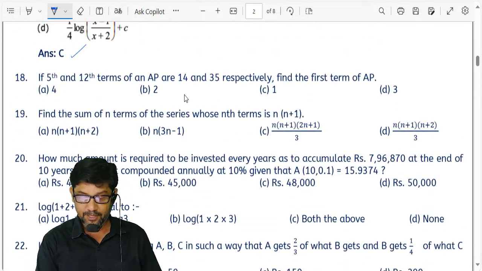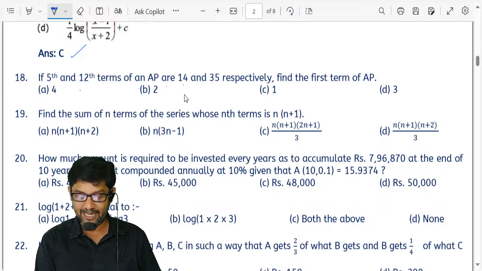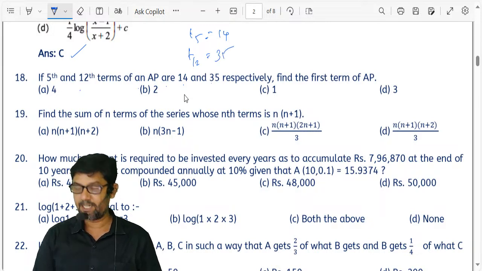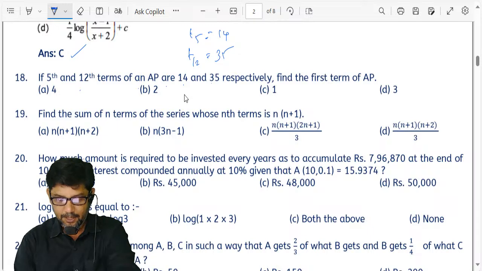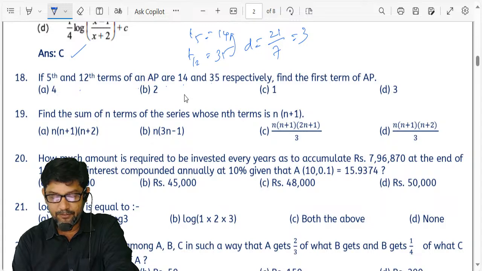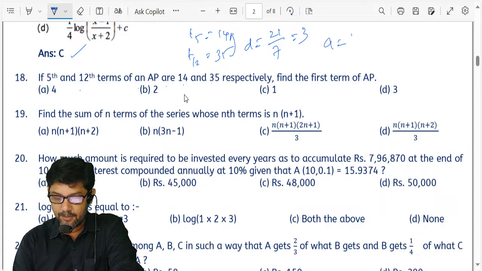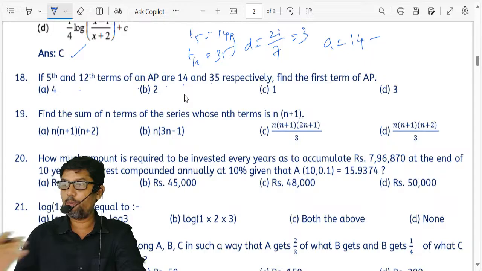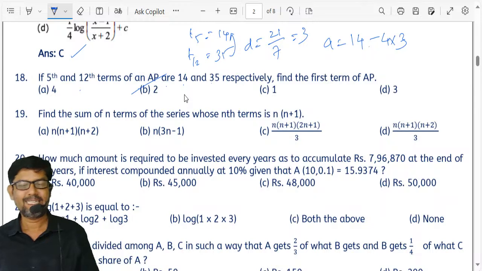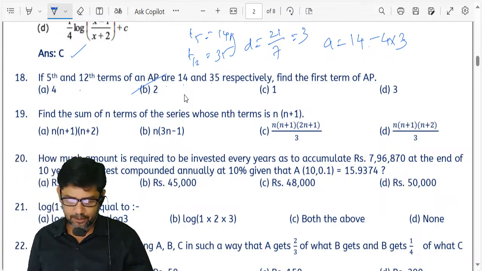Next, the 5th term and 12th term of an AP are 14 and 35. I think you people are scholars. T5, T12 is equal to 14, 35. Find the first term of the AP. I think you know the trick. First you find the common difference. How to find it? 35 minus 14, 21, divided by 7. Is it 3, my dear, the common difference? When the common difference is 3, the first term is the 5th term minus, we have to go back 4 terms, 4 into 3. Answer is 2. Shortcut. Don't waste your time.